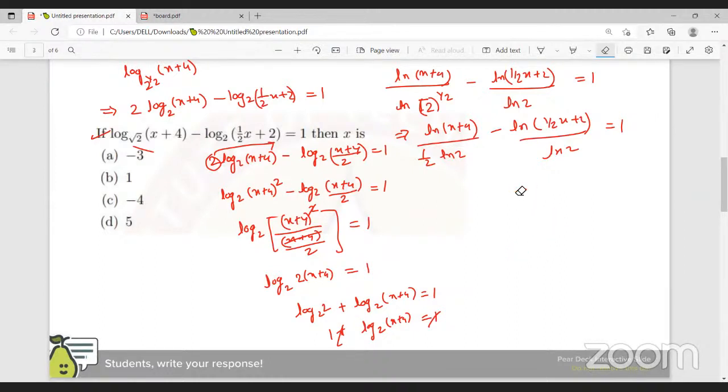This is a different method, a different approach. So 2 will go up here. So 2 ln of (x + 4) minus ln of half of (x + 2). Can I write like this, equals 1? Because the denominator is the same, I can subtract this, right? Yes.